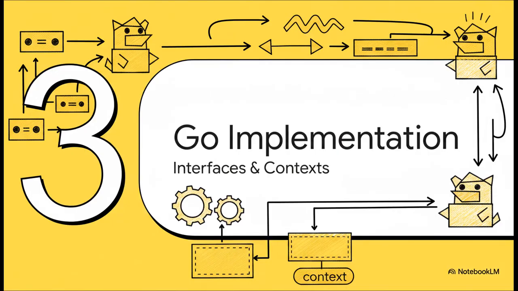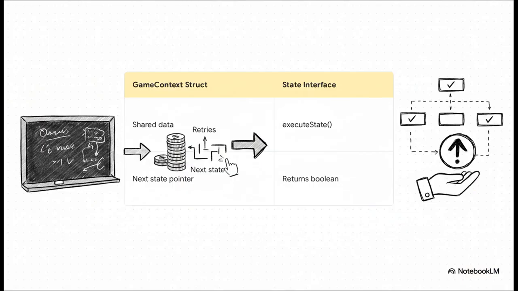Section 3. Go implementation and mechanics. Interfaces and contexts. To actually build this blueprint in Go, we just need 2 core pieces. First, a lean game context struct. We pass this around by pointer so any mutations are instantly visible across all our states. It's kind of like a shared whiteboard that holds our data, plus a super important pointer to the next state.